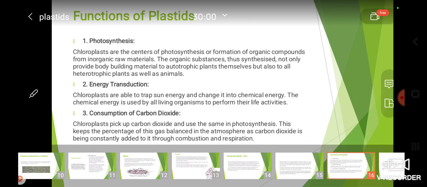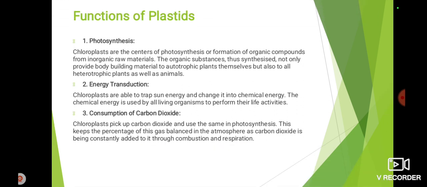Next is functions of plastids. They have many functions. The first important function is photosynthesis. They are the site of photosynthesis, the formation of organic compounds. The organic compounds thus synthesized provide bodybuilding material not only to autotrophic plants but also to heterotrophic plants as well as animals. Energy transduction: they are able to change sun energy into chemical energy. And this chemical energy is used by living organisms to perform their life activities.